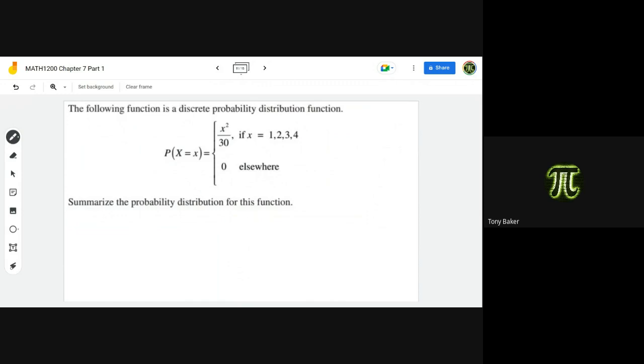I don't necessarily have to have the 0, but it's 1, 2, 3, 4. Those are the values that would work for this variable. So 1, 2, 3, and 4. So what is the probability of what? It'd be x squared divided by 30, right? What's 1 squared? 1, so it's 1 over 30.